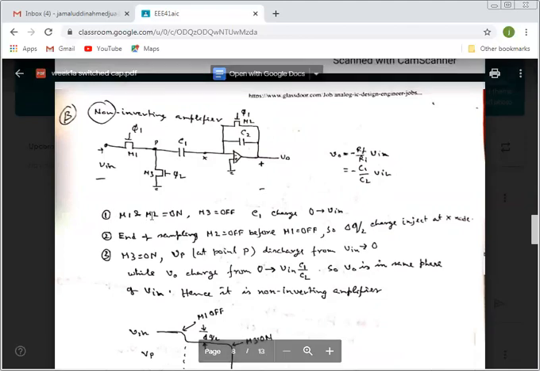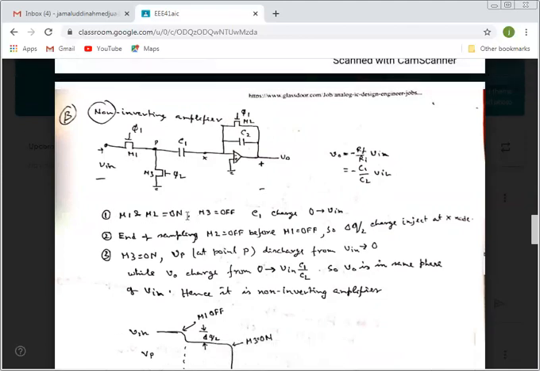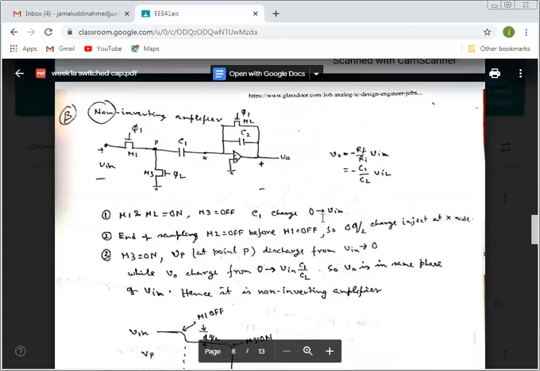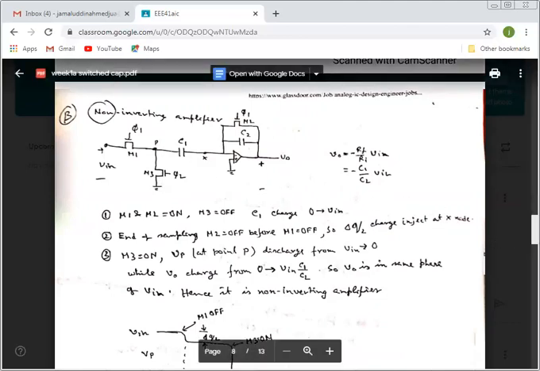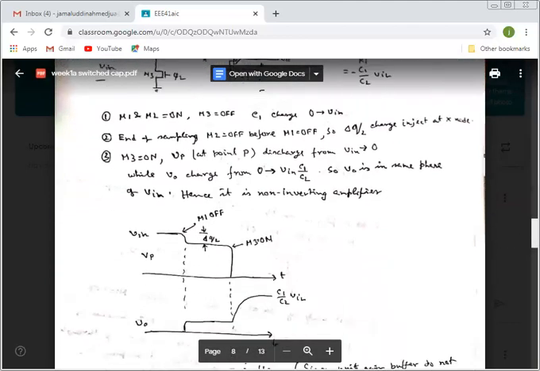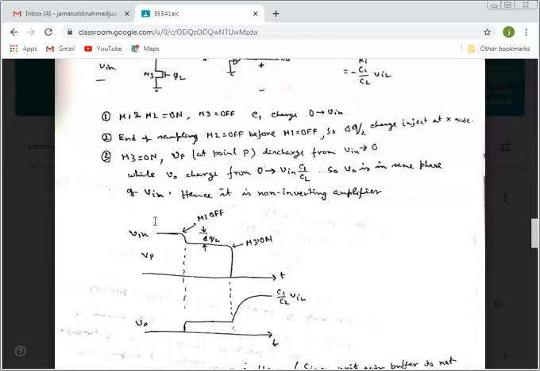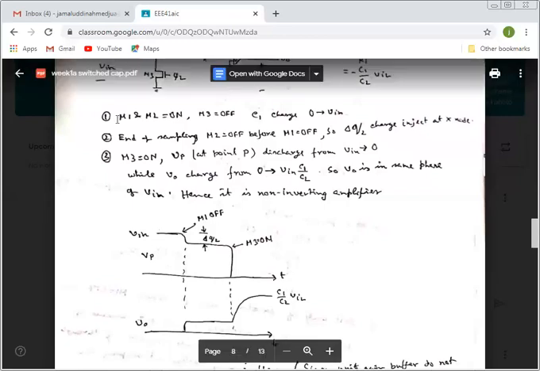So M1 and M2 are on, M3 is off, so C1 charges. The point P will be charging from Vin, so it will go from 0 to Vin. Here is the graph: this axis is Vp, and this is time. The Vp initial value, when M1 and M2 are on and M3 is off, will be Vin.